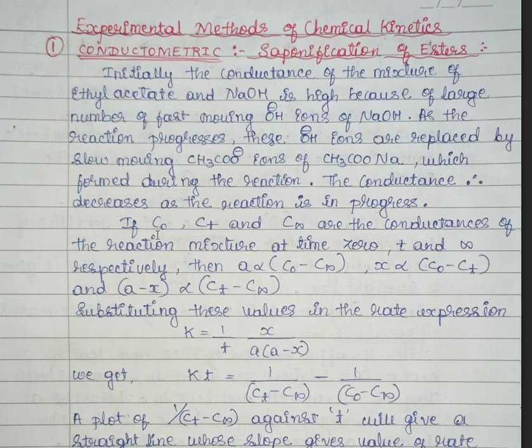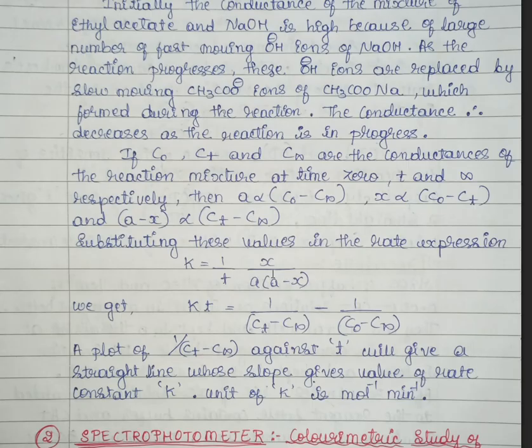We can consider C0 as the initial conductance measurement of the reaction, Ct as the conductance measured after every time interval, and C infinity as the conductance after completion of the reaction. As the reaction proceeds, the OH minus ion concentration from NaOH will decrease, so the conductance will also decrease. For initial concentration, a is proportional to C0 minus C infinity, x is proportional to C0 minus Ct, and a minus x is proportional to Ct minus C infinity.